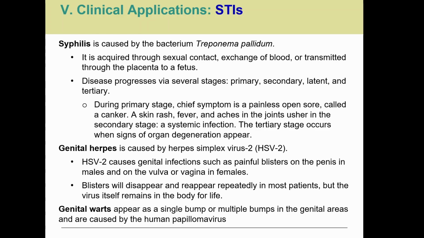And it's weird because you'll have this painless open sore called a chancre, or a canker, and then over time you develop a rash, fever, aches, and then you get to systemic infection where it starts hurting your cardiovascular system and whatnot. The sore will be over the course of weeks, the rash, fever, aches will be over the course of months, and then the systemic infection is over the course of years.